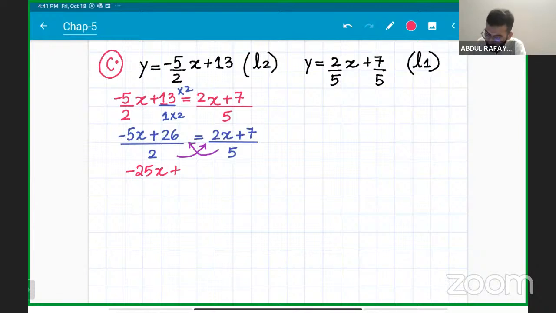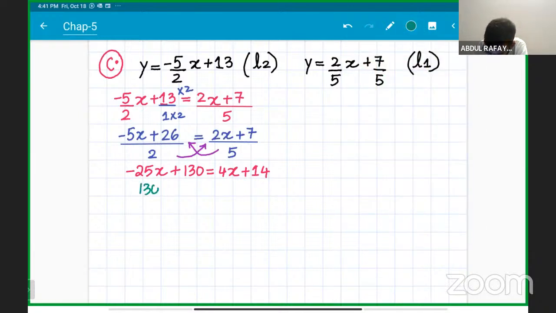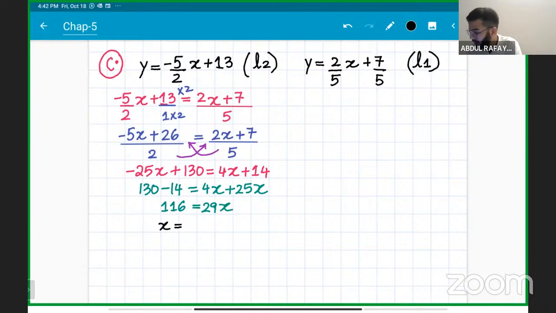26 5s are 130. 2 2s are 4x, 2 7s are 14. Simplify, bring things together. So you can say 130 minus 14 and 4x plus 25x. That will give us 29x. 130 minus 14 will be 116. It will eventually be x = 116 divided by 29, which is basically 4. So the x coordinate should be 4, which is very clear and easy to get.